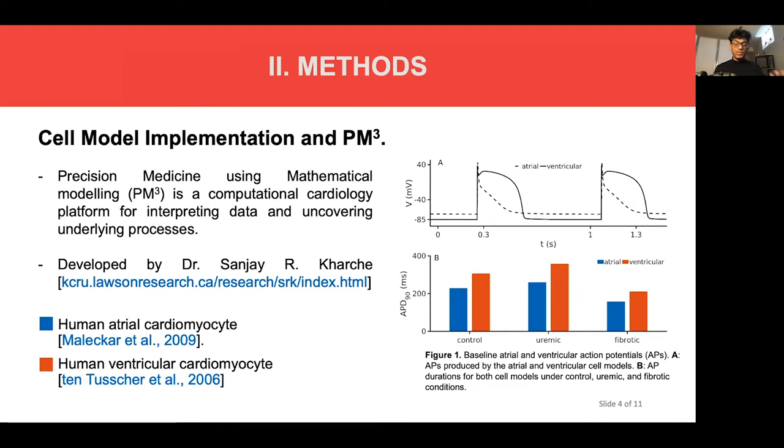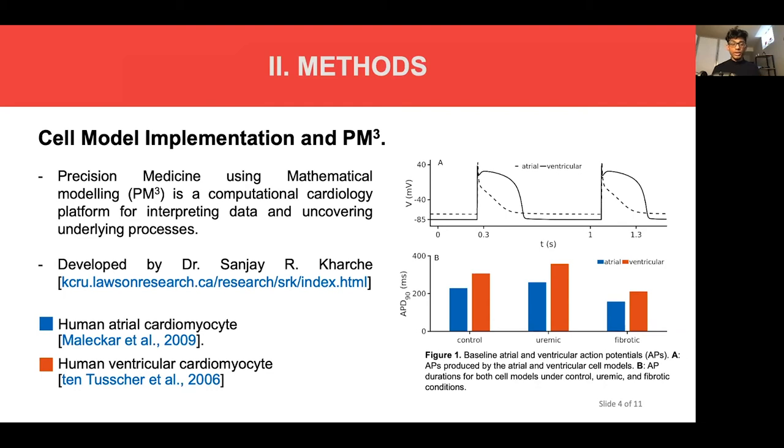So we sought to investigate these pathological effects on the heart in silico using PM3. PM3 stands for precision medicine using mathematical modeling and is a computational cardiology platform developed by Dr. Sanjay Kharche and his lab. It can be used to investigate underlying mechanisms as well as analyzing data.